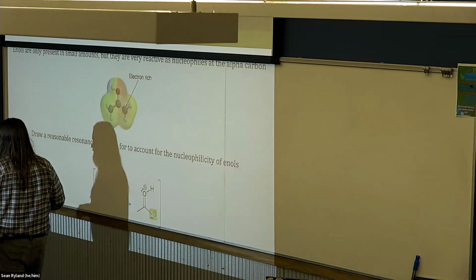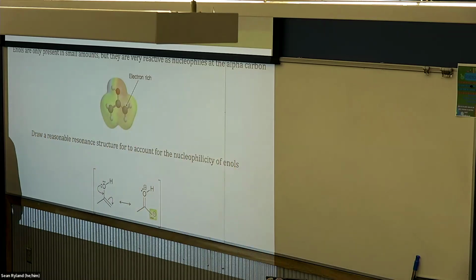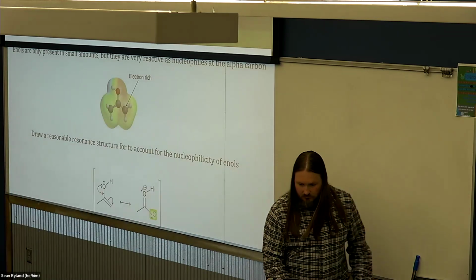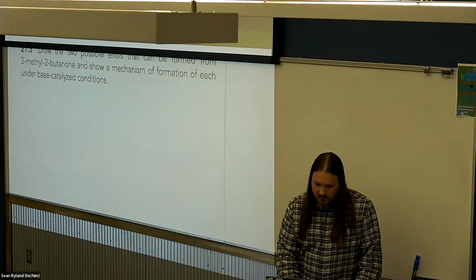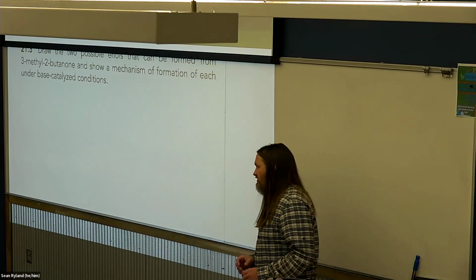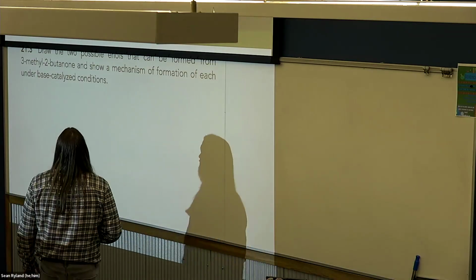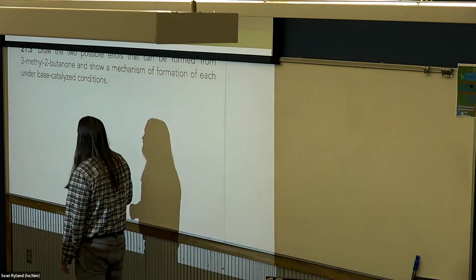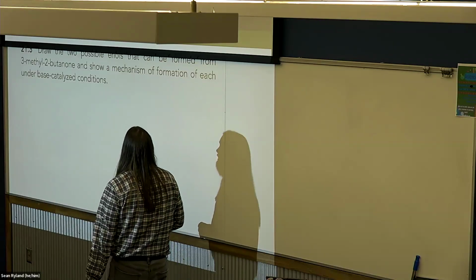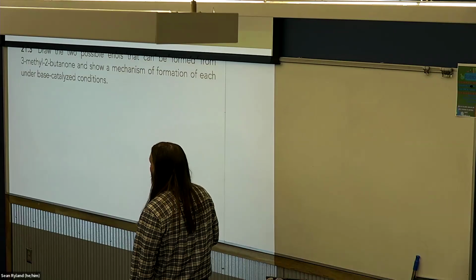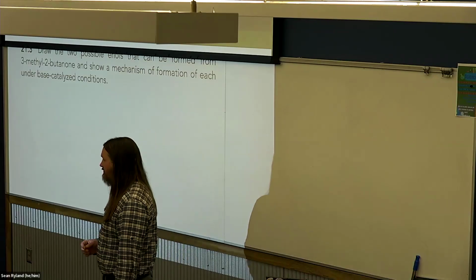All right, so here's our resonance structure. So we just drew by names. Here's our next one. Let's practice drawing some enols. Two possible enols that can be formed from 3-methyl-2-butanone, and show the mechanism under base catalyzed conditions.